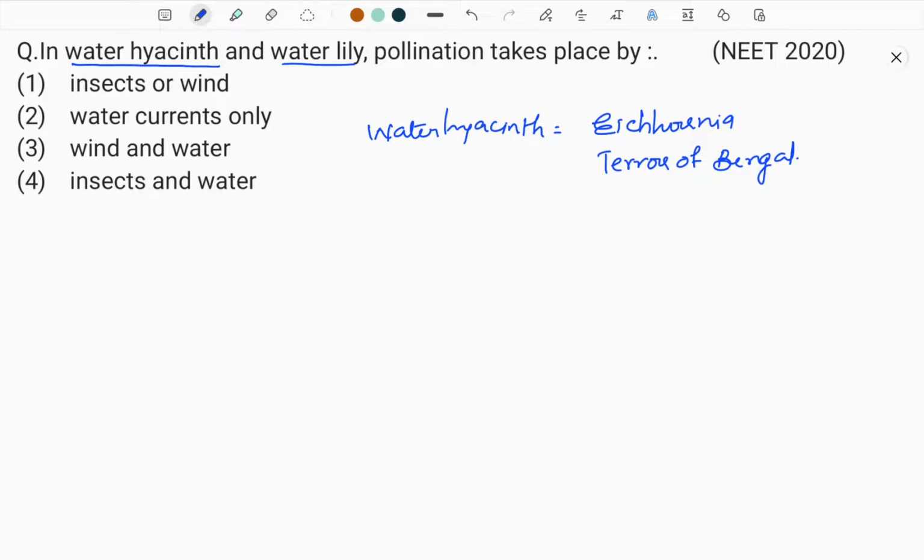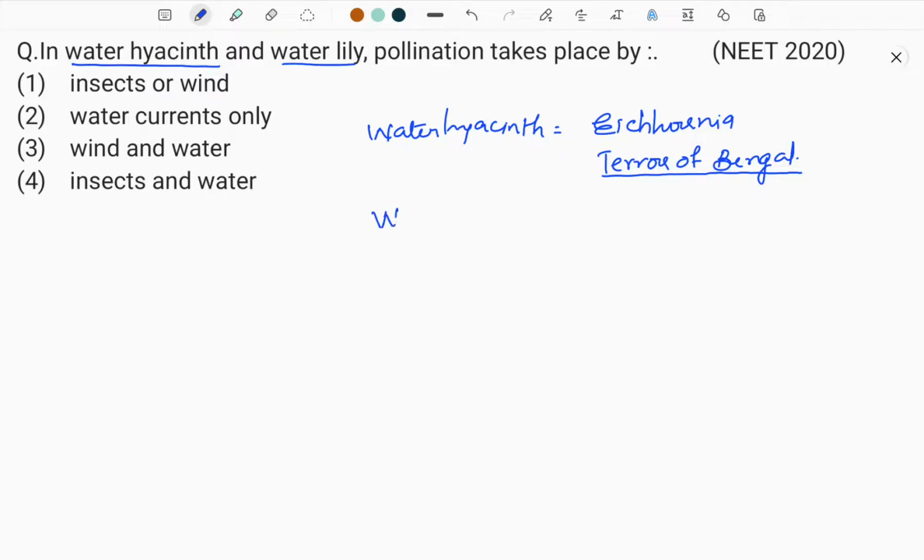causes eutrophication. That is, the luxuriant growth of the plant causes depletion of oxygen from the water body, which may result in death of the aquatic animals that are present in that water body. So it is called terror of Bengal. It is very much urgent to get rid of the plant once it is found in water bodies. So that is water hyacinth.